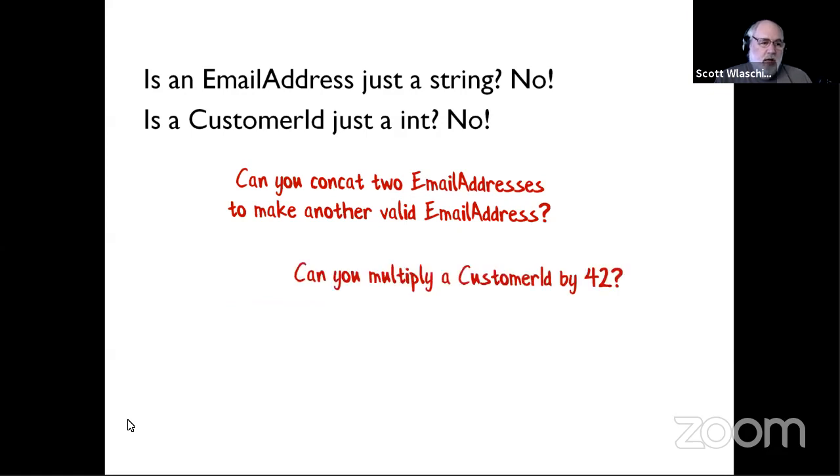And similarly, a customer ID, can you multiply it by 42 or take the square root of a customer ID? I mean, it's not an integer. It might be represented by an integer, but it isn't actually an integer. There's the kinds of things you can do with it. You can't add 1 to it. It's not an integer, so don't represent it as an integer in your domain.